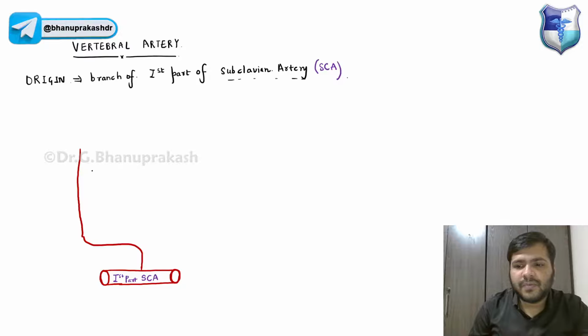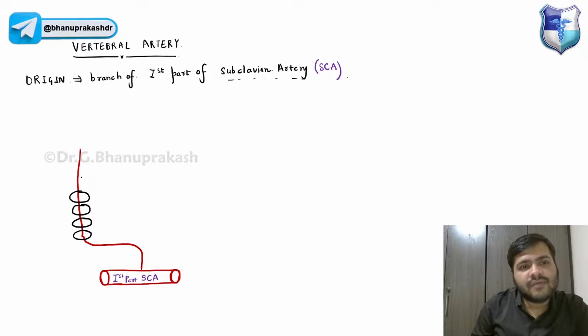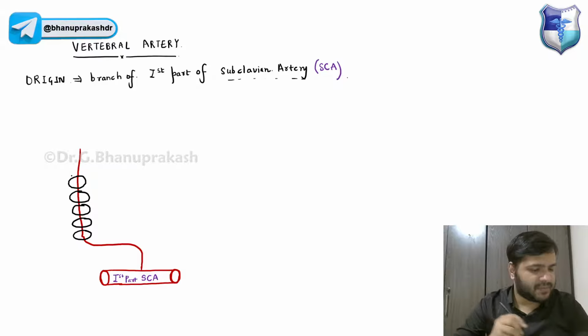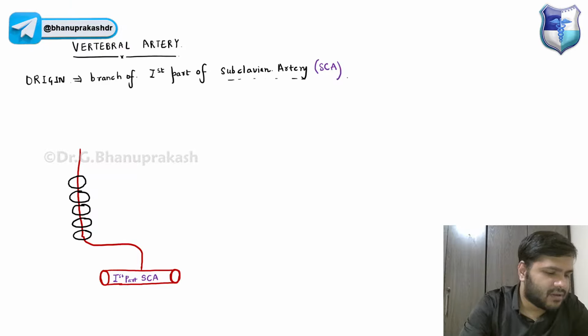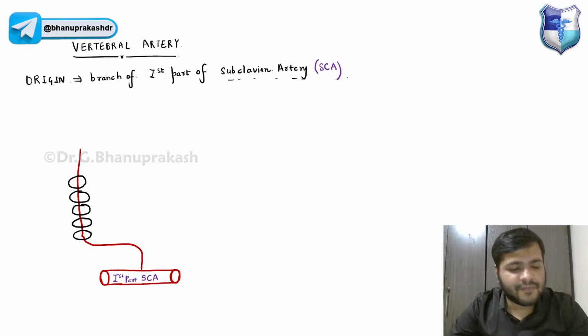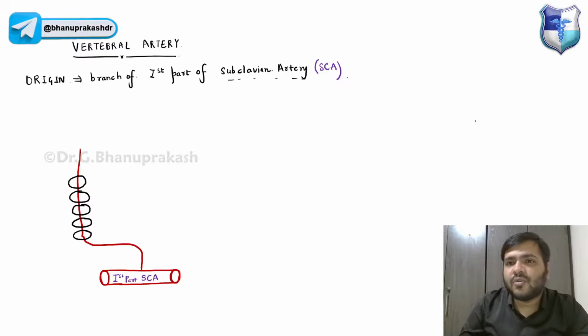Now you already know, this is the vertebral artery. And okay guys, we have the various cervical vertebra, and you already know that in the cervical vertebra we have a foramen, and that foramen is called the foramen transversum. Okay, foramen transversum, you already know.